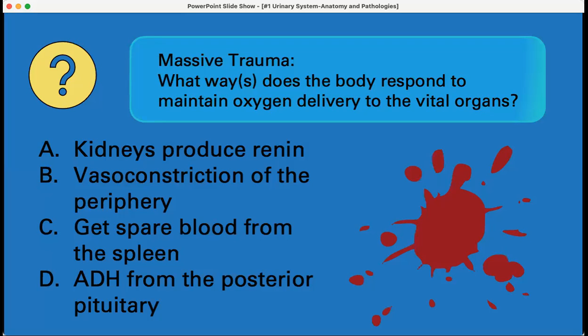vasoconstriction of the periphery, grab some spare blood that the spleen is holding out on, and ADH from the posterior pituitary, or antidiuretic hormone from the posterior pituitary. The truth is, your body is doing all of these things in a case of severe dehydration, severe trauma, massive blood loss. All of those things are happening.